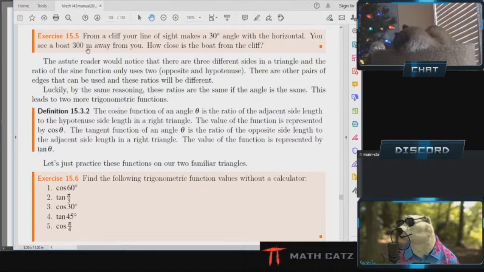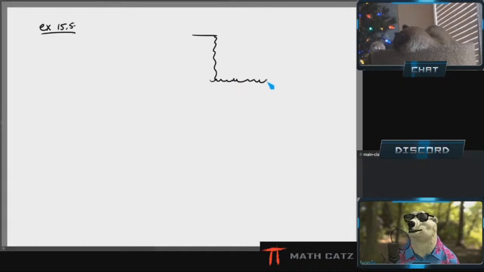From a cliff, your line of sight makes a 30-degree angle with the horizontal. You see a boat 300 meters away from you. How close is the boat from the cliff? Now, in these questions, a sketch is a very handy strategy to give myself time to check if I understand the question, if I have all the information.